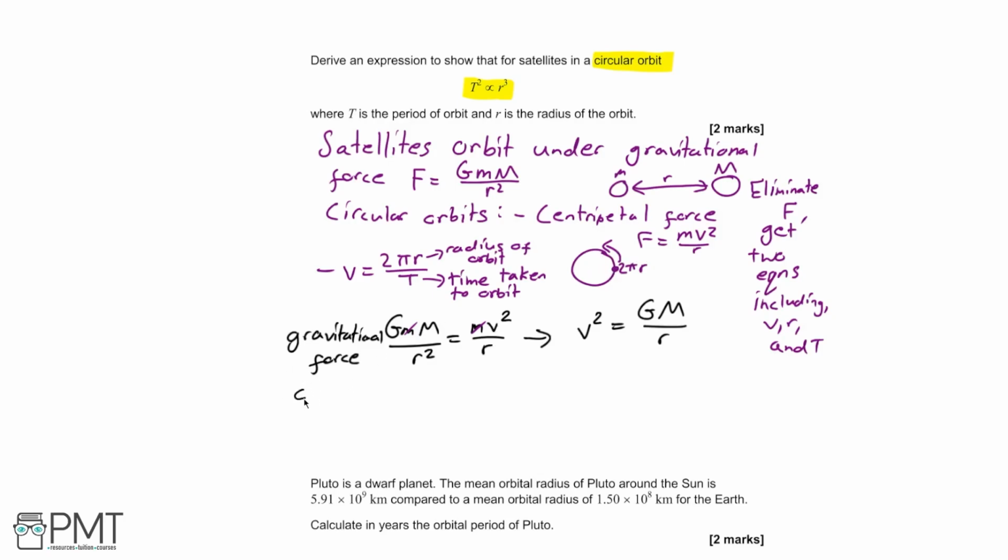Then we can use the fact that we're doing circular motion. So we can say that v is equal to 2 pi r divided by T. And so we can combine these two together.